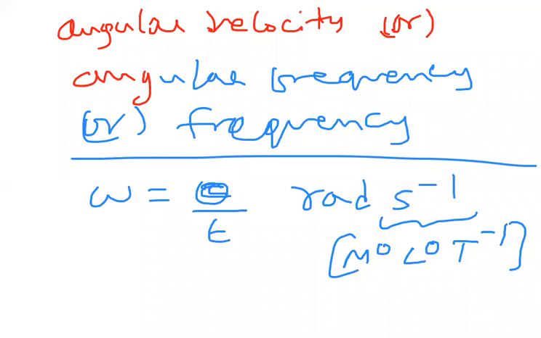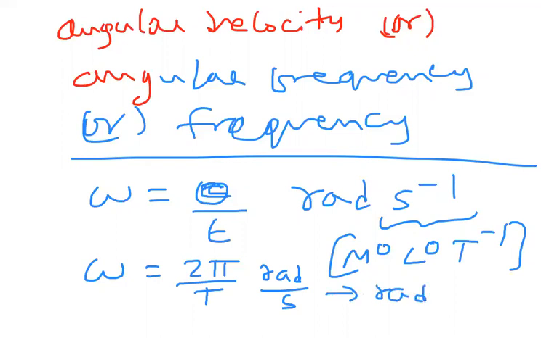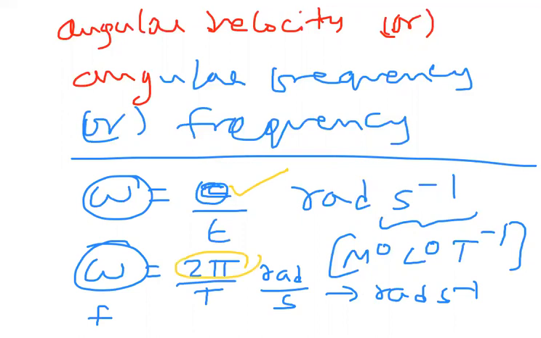This is angular velocity. Suppose I want angular frequency, then I can write omega equal to 2 pi by time period. 2 pi has units radian and time is in second, so here also I can write radian second inverse, with the same dimensional formula. So for angular velocity and angular frequency there is no change. What is the relation? If you take theta as 2 pi and take t as capital T, the time period, then we can write the same dimensional formula for both.